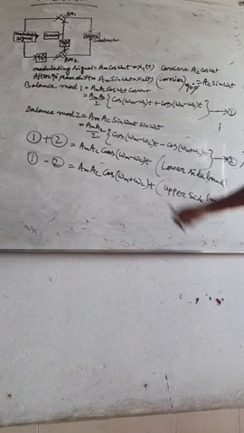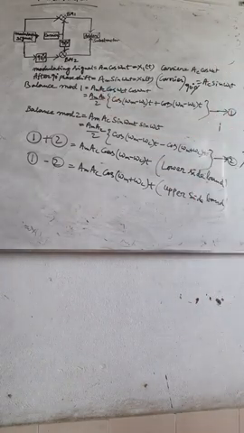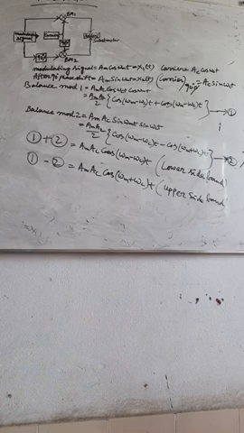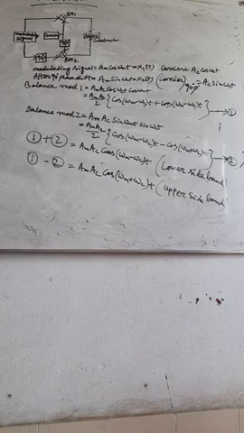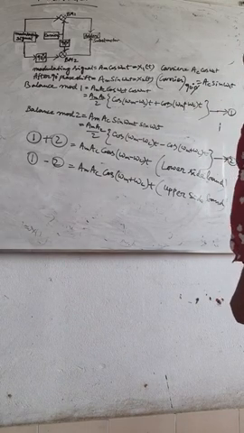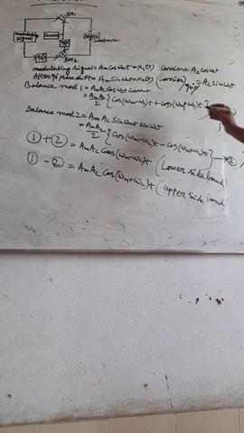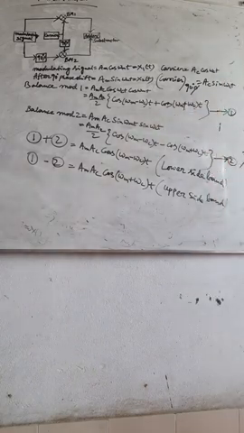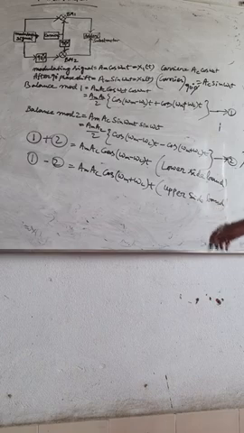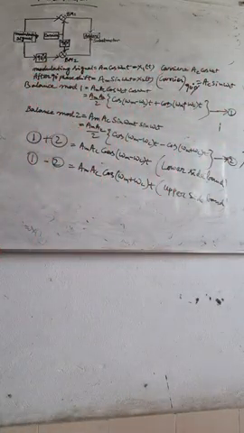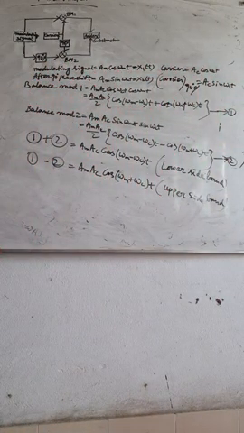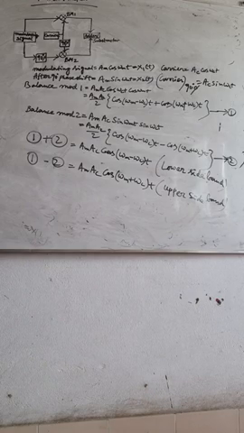Balance modulator 1 output is AM into AC cos omega ct into cos omega nt. So AM into AC by 2 times cos of (omega m minus omega c) t plus cos of (omega m plus omega c) t. This is just using the cos A into cos B formula.